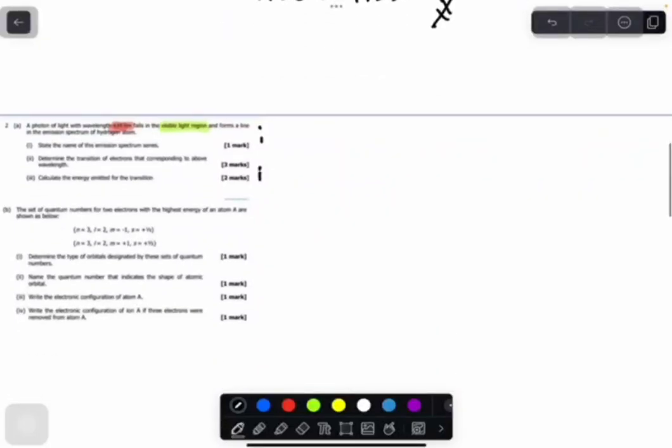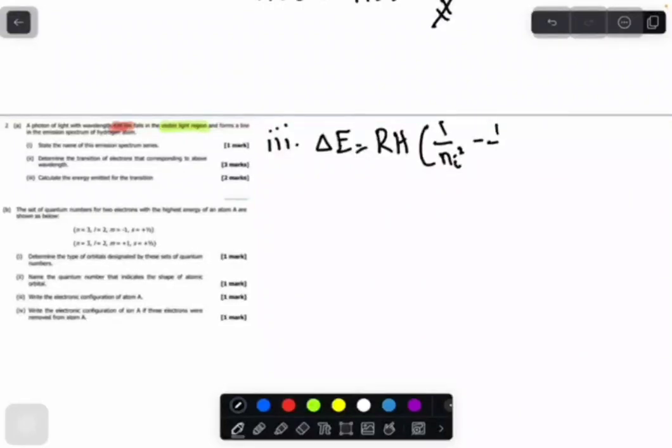So Roman 3, they're asking you to calculate the energy emitted for the transition. So whenever, guys, they say energy emitted, meaning to say in the question there's only energy, very easy. The formula is energy equals to Rydberg times 1 over n initial squared minus 1 over n final squared. Quite easy, guys.